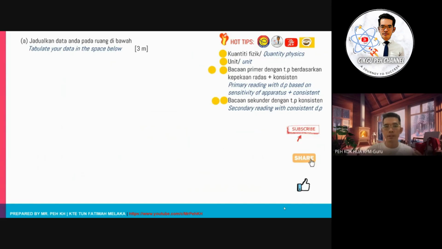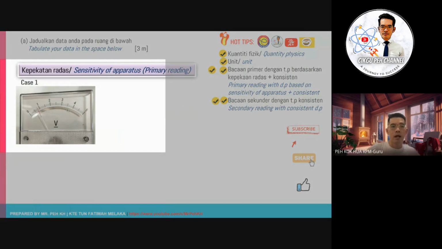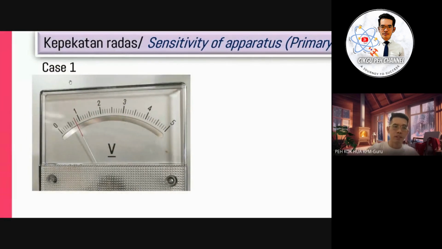Before we go to the detail of tabulation, let me show you how to identify the sensitivity of the apparatus. So here I want to show you how we get the reading of the voltmeter, which is the RV for our experiment. Okay, so you can see for this case, initially we need to know the smallest division for our apparatus. So you can see here from 0 to 1, there are about 10 segments. So 1 divide 10, so we get 1 segment is about 0.1 volt, right? So that means the reading here is very clear.